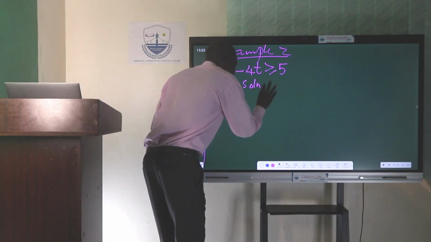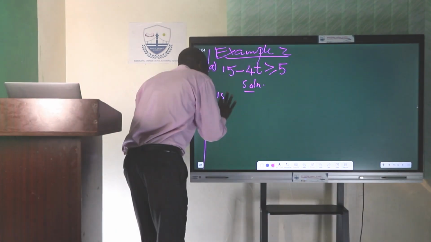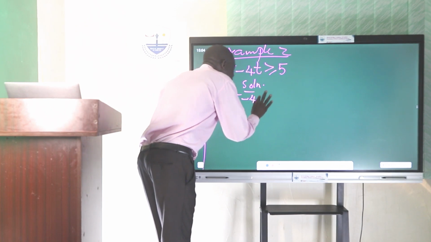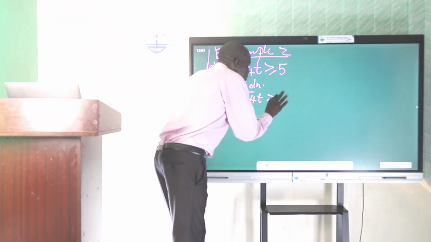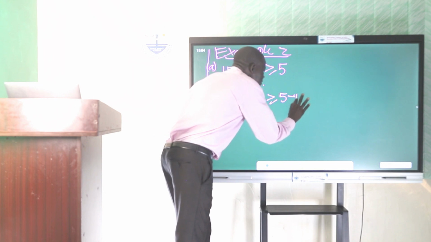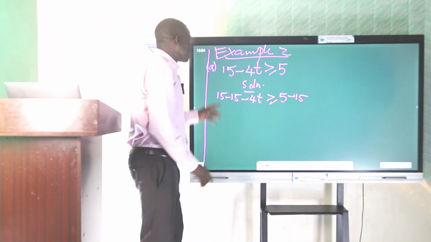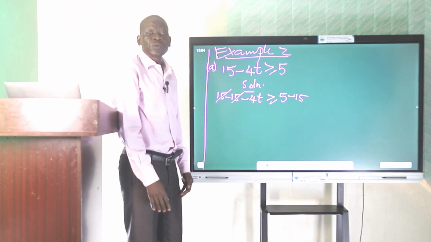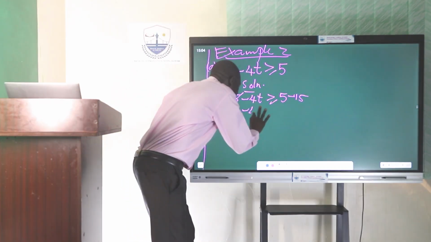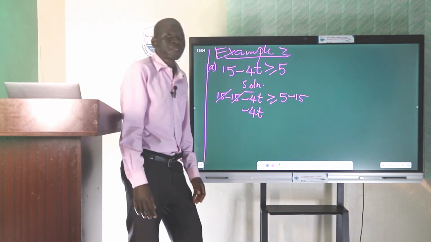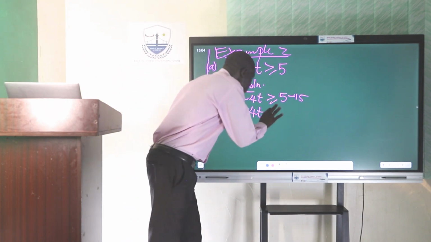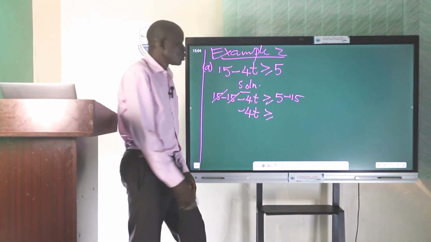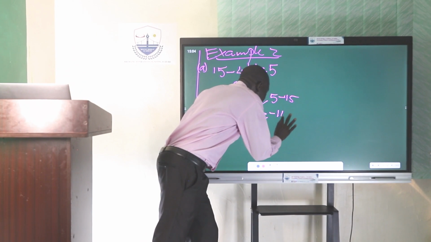Solution. We have 15 minus 15 minus 4x is greater or equal to 5 minus 15. So that 15 minus 15, you get 0, you cancel. We are now left with negative 4x is greater or equal to 5 minus 15, we get negative 10.